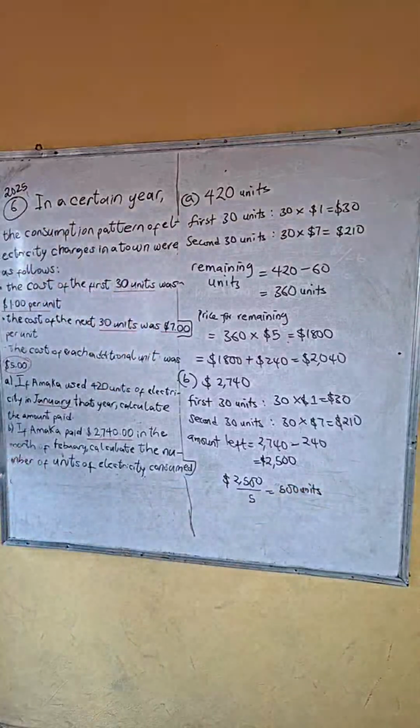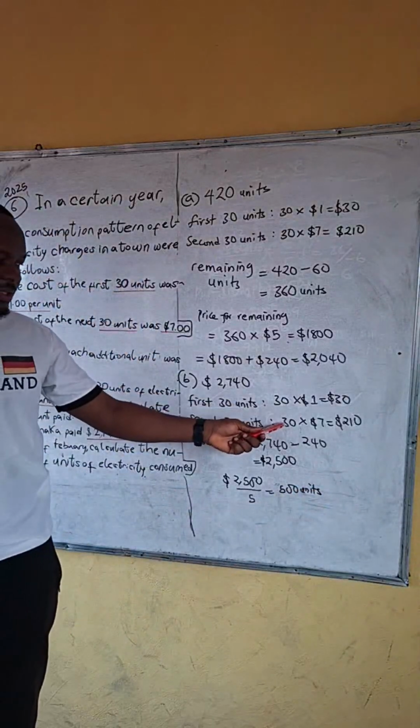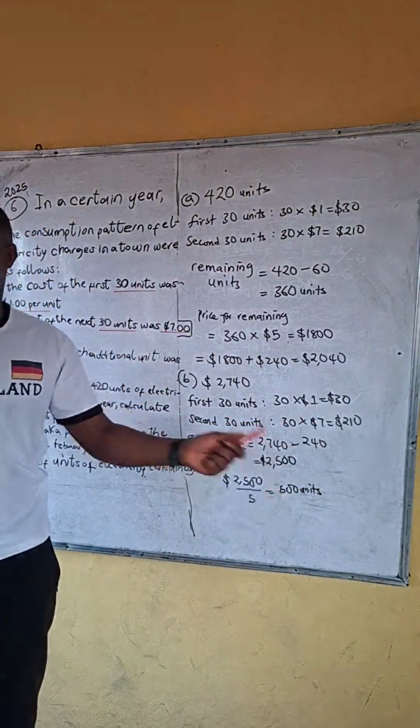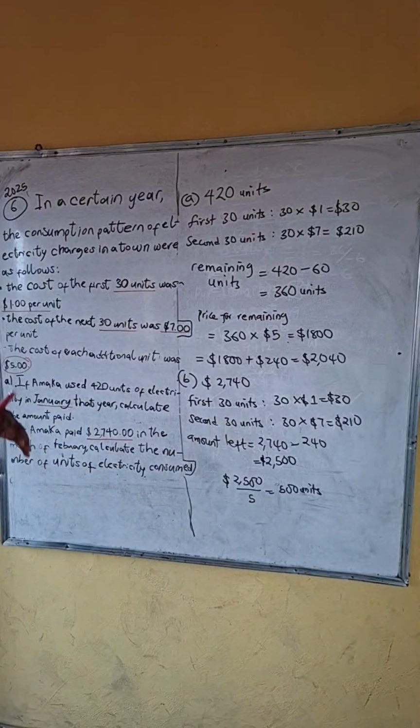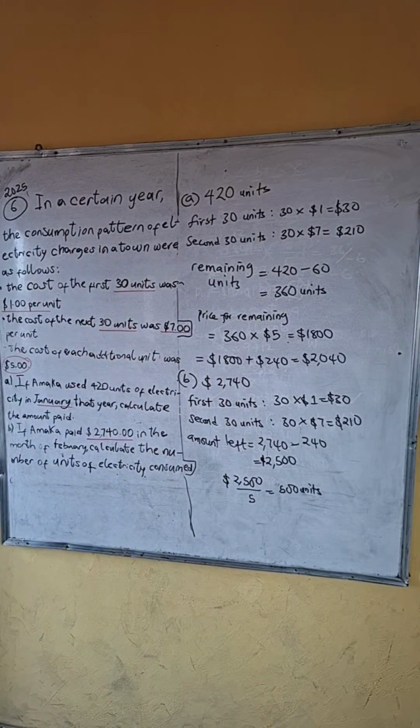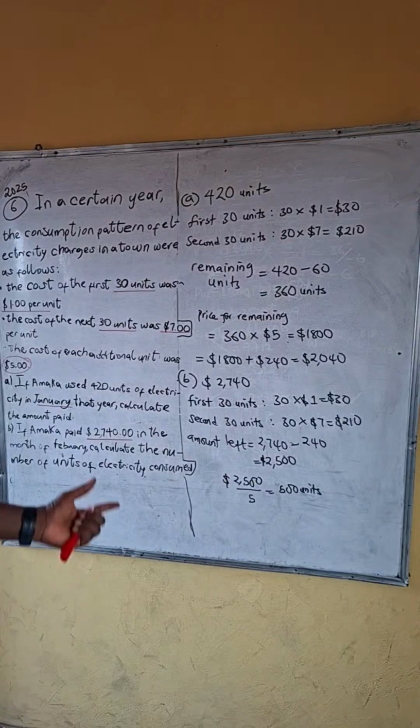So how many units does she use in total? 30 plus 30 is 60. 60 plus 500 is 560. So in which month did she use more units, January or February? February. That's why she spends more.